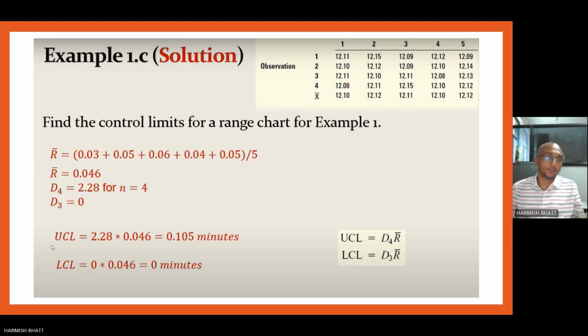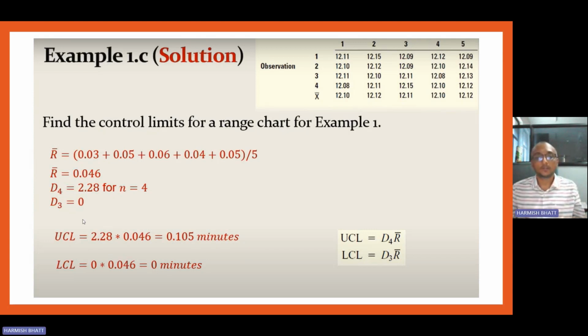So from this calculation, we are able to plot the mean line for R bar, that is for the value of 0.046. The line of UCL is for 0.105 minutes, and the LCL line will be drawn at 0 value.